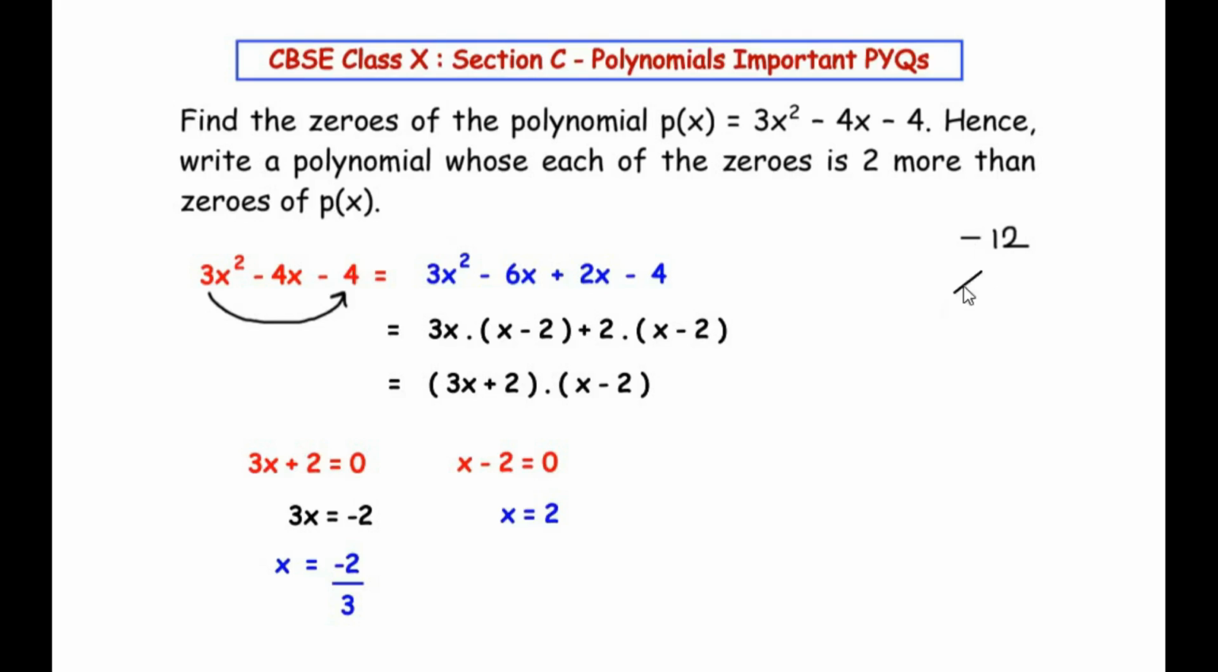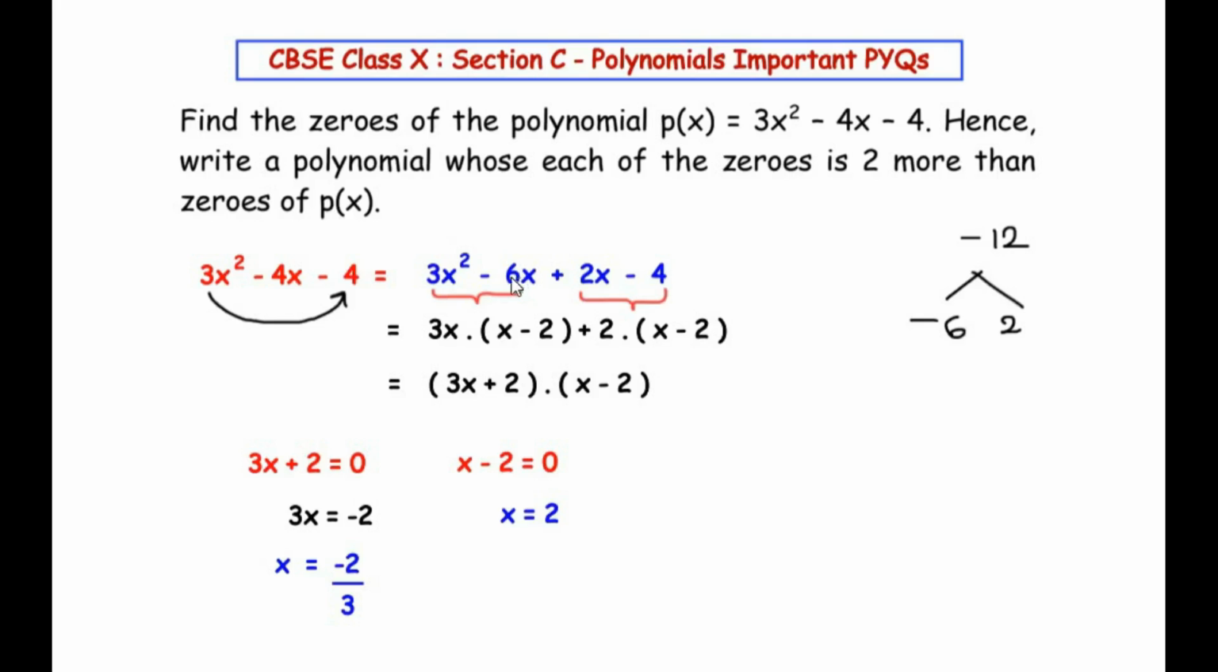So here the factors we can think about are negative 6 and 2, because when you multiply these two you get negative 12, and when you add these two you get negative 4. So here we have written 3x square and minus 4x is now been split up as negative 6x plus 2x minus 4. Now we are going to group the terms, that is we are going to group the first two and the last two terms.